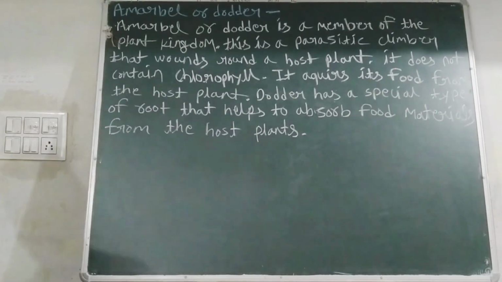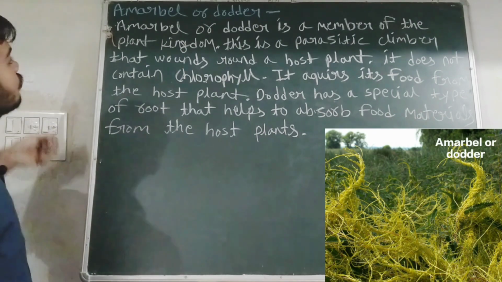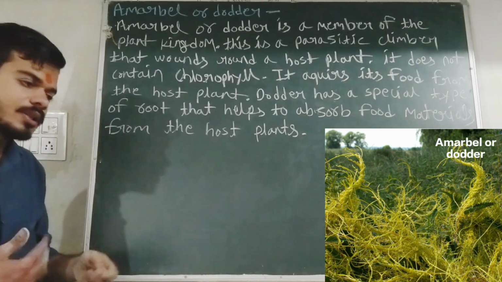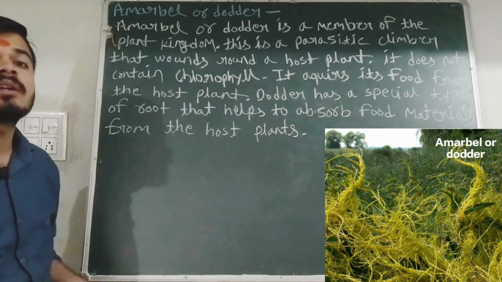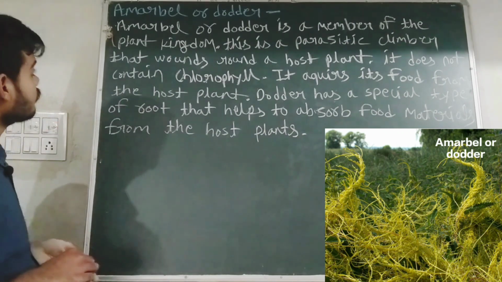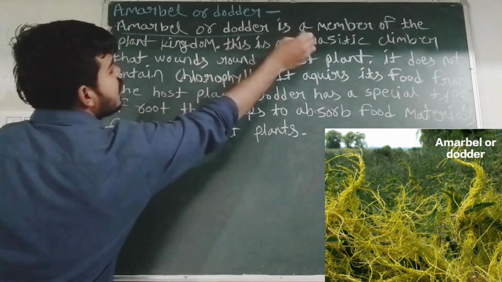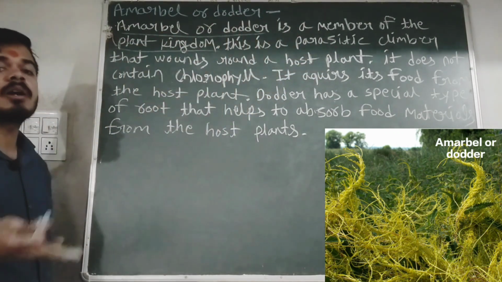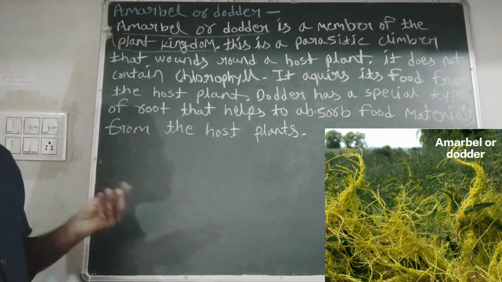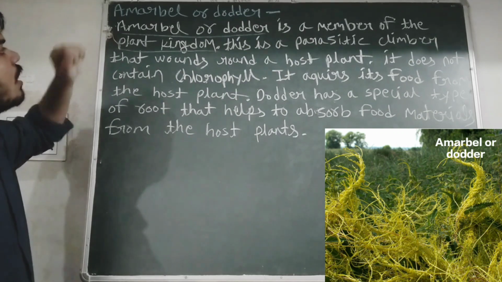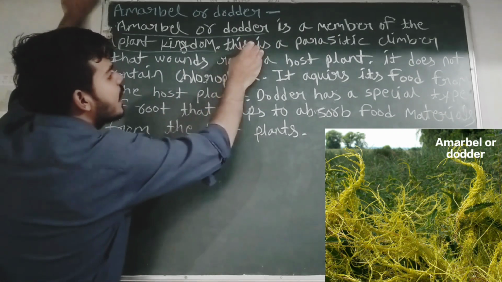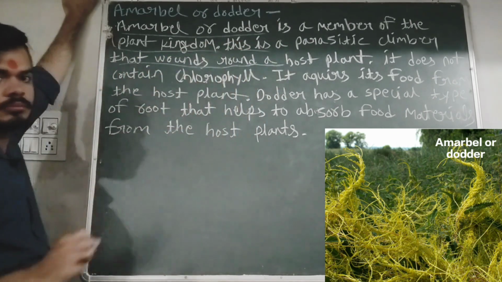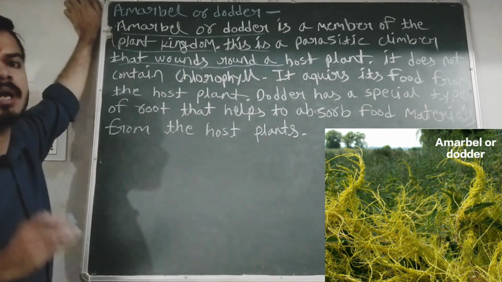Students, you know the Amarbel or dodder. So we will discuss about the Amarbel, dodder. What is Amarbel or dodder? Amarbel or dodder is a member of the plant kingdom. We studied about the plant kingdom, and Amarbel or dodder is also a member of the plant kingdom. So what is Amarbel? This is a parasitic climber that winds around the host plant. It is found on the host plant.